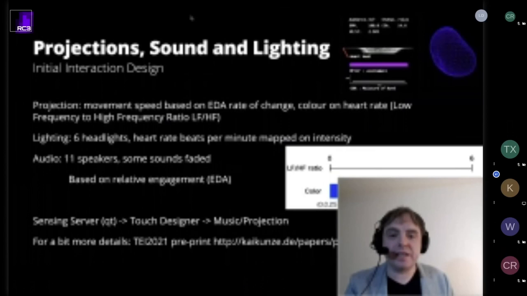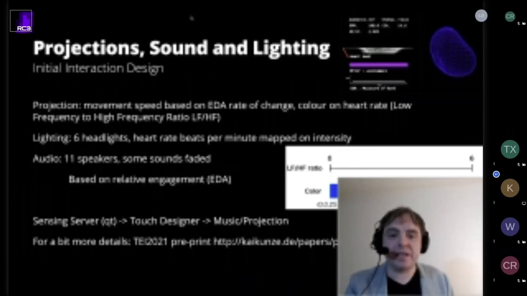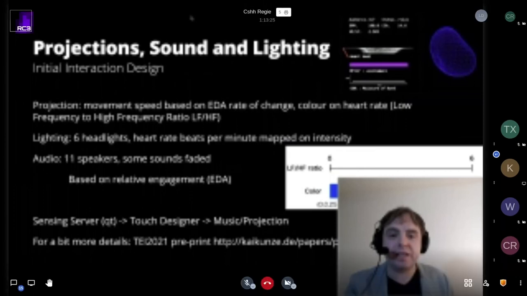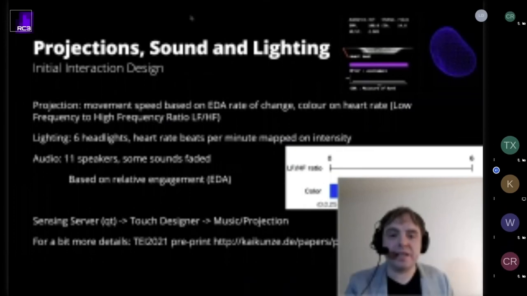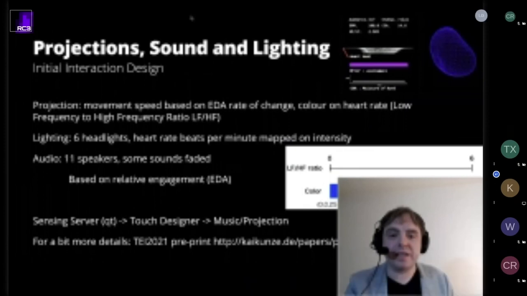Then when the performance started, we had a couple of pieces and parts, which you can see in B, where we showed the live data feed from all of the audience in individual tiles. We had that in before just for debugging, but the audience actually liked that, so we made it part of the performance, also deciding with the choreographers to include it. And for the rest, as you see in C, we have the individual blob objects that move according to the EDA data and change color based on the heart rate information, the low to high frequency ratio.